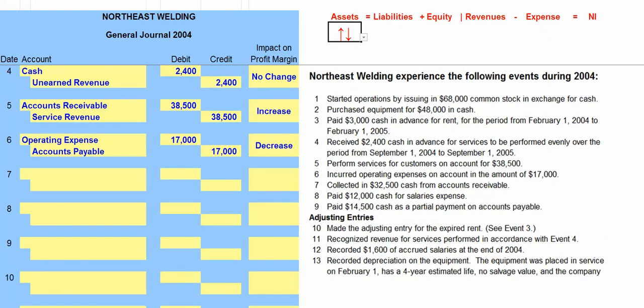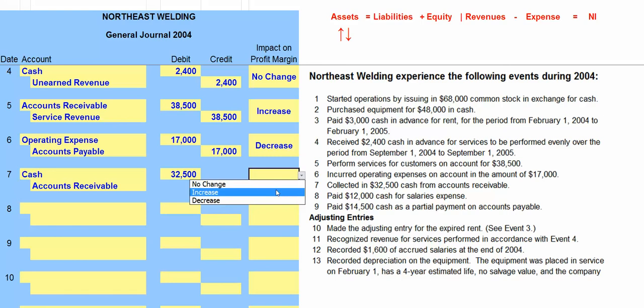In transaction 7, we collect $32,500 in cash from accounts receivable. So we have an increase in cash of $32,500, which is recorded with a debit, and we'll have a decrease in accounts receivable for $32,500. Since this transaction doesn't involve revenues or expenses, there's no impact on our net income and no impact on our profit margin.